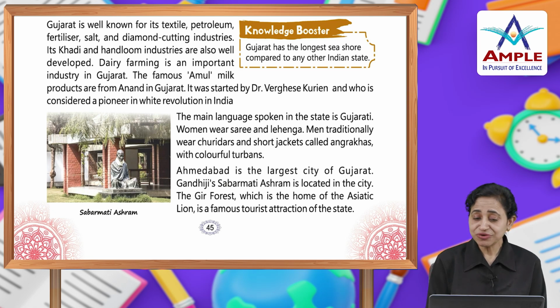Ahmedabad is the largest city of Gujarat. Gandhiji's Sabarmati Ashram is located in the city. The Gir forest, which is the home of the Asiatic lion, is a famous tourist attraction of the state.